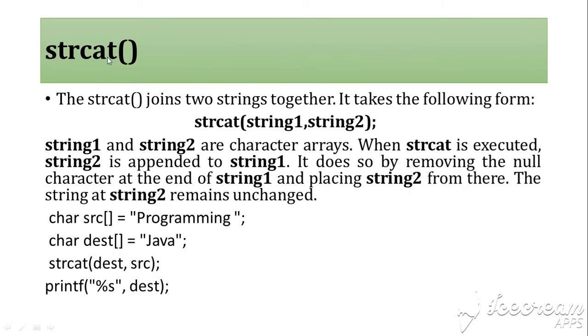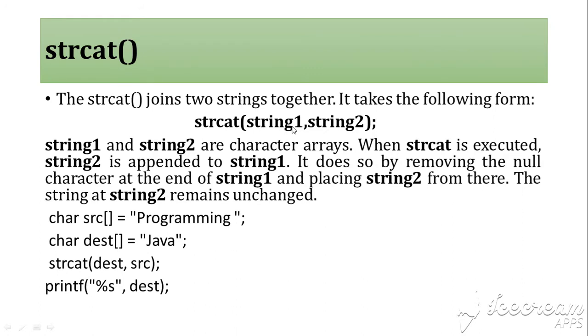So here is an illustration of the strcat function used to concatenate two strings. The default working of strcat looks like this. strcat is the function string1 comma string2. You need to specify a character array here as well as a character array here. Alternatively, you can also have a string constant here. So the way it works is it copies string2 to string1.